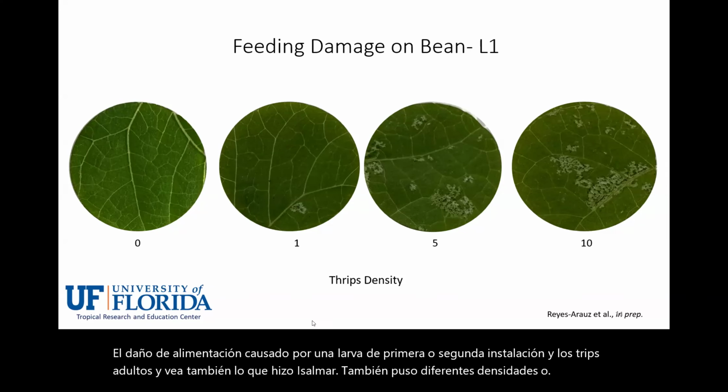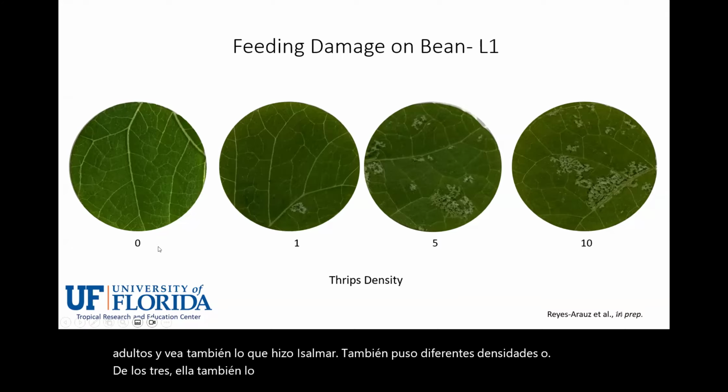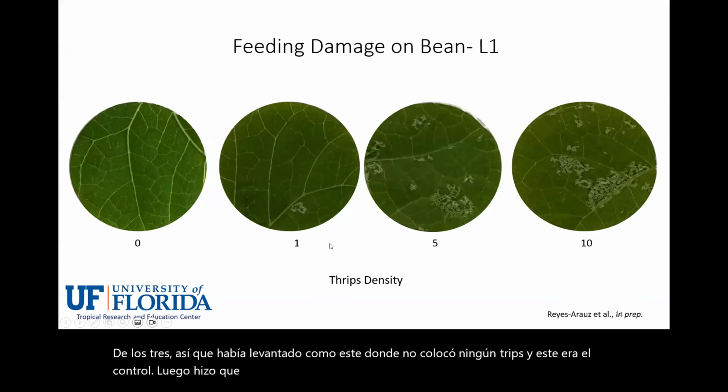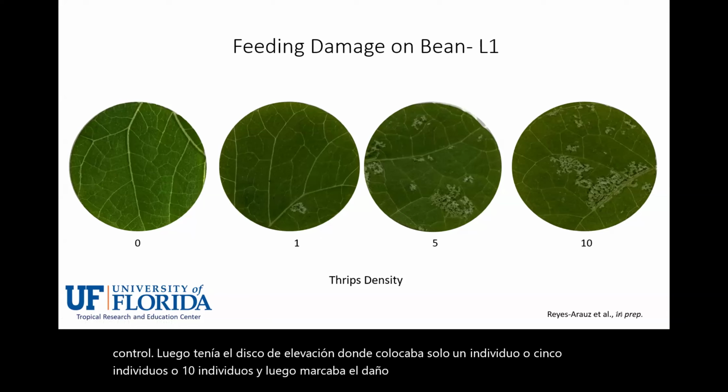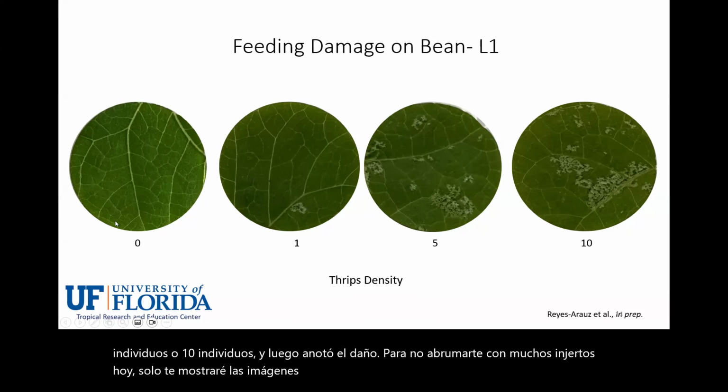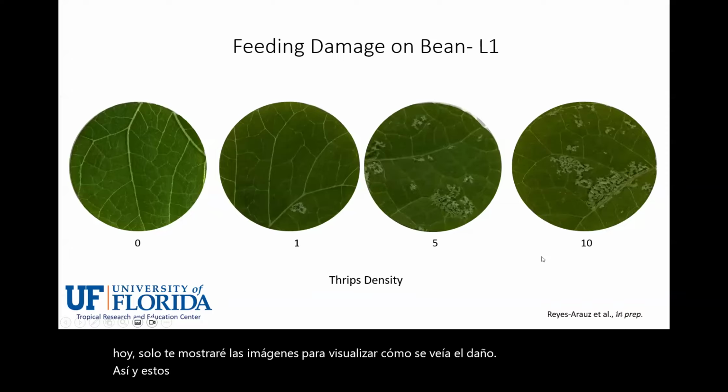So she had leaf discs like this one, where she didn't place any thrips, and this was the control. Then she had a leaf disc where she placed only one individual, or 5 individuals, or 10 individuals, and then she scored the damage. In order not to overwhelm you with a lot of graphs, today I'm just going to show you the pictures to visualize how the damage looked. So these are the results for the beans.